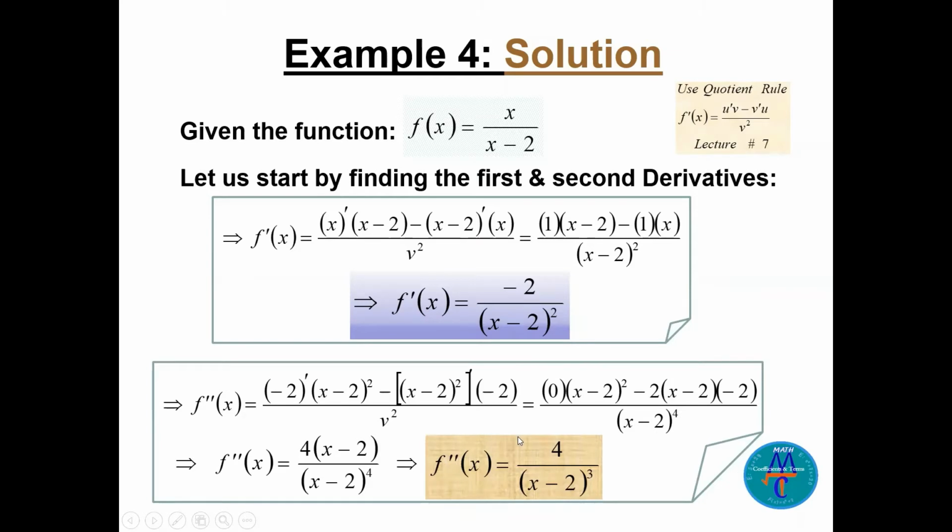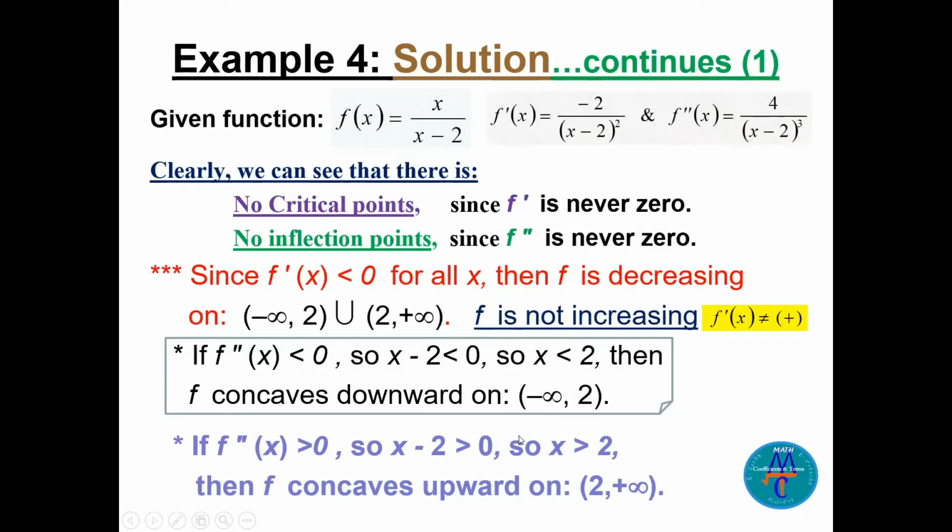Now take f prime and f double prime on the next slide. So clearly here we can see no critical points. See, f prime is never 0. Try to put f prime equal to 0. So there are no critical points, because critical points should be in the domain and f prime equal to 0. This is never 0. No inflection points. f double prime is never 0 here. Also put this one equal to 0, you get no values for any x.